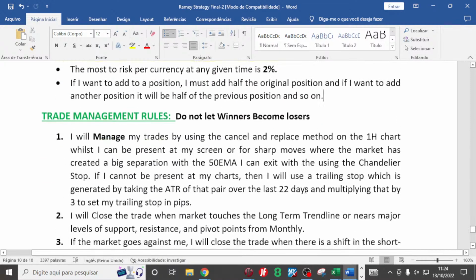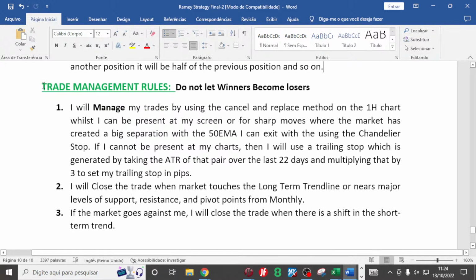Okay, now trade management rules today: do not let winners become losers. So let's see what XLS is saying. I will manage my trades by using the cancel and replace method on the 1 hour chart.